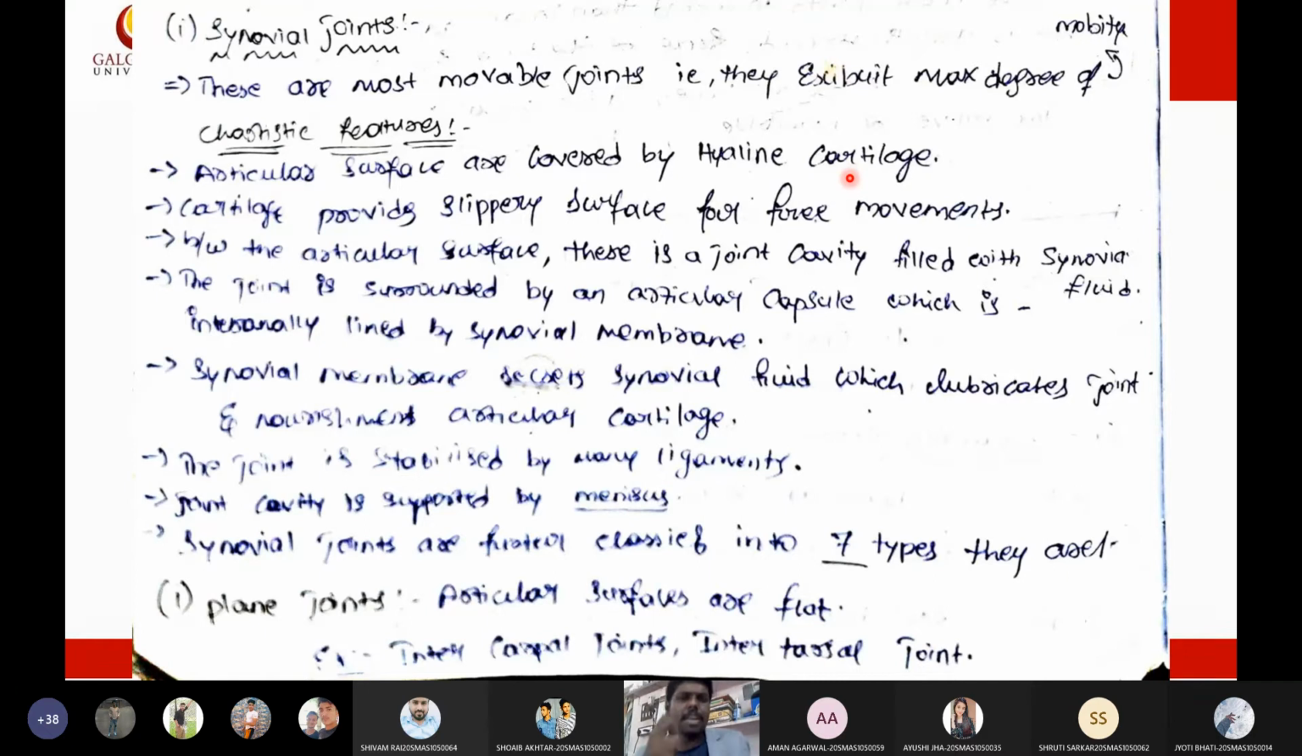Now we have 7 types of synovial joints in our body. Now let us discuss the 7 types of synovial joints in our body.